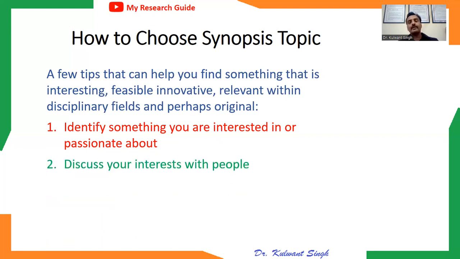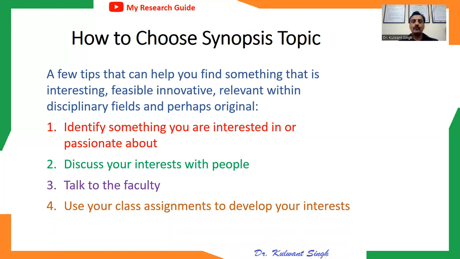Then discuss your interest with people. People means your mentor, your supervisor, your colleague, your team member, your professors, or any expert from the industry. Talk to the faculty about your interest. Or you may use your class assignment to develop your interest. It means your course curriculum may give an idea about your topic.